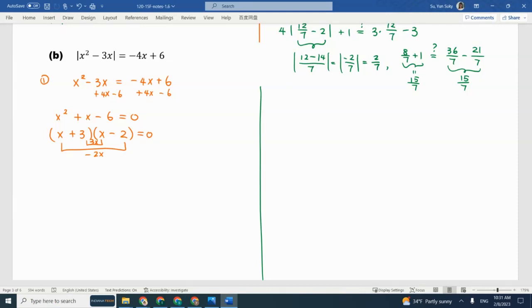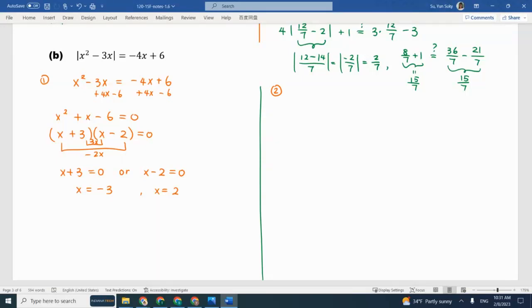Okay, great. We have a product of two factors equal to 0. We just set them equal to 0. So x plus 3 is 0, or x minus 2 is 0. What is x? Negative 3. And then here, positive 2. Ooh, we get two solutions. Okay, that's the first one. Let's find all the solutions and then we check at the very last step.